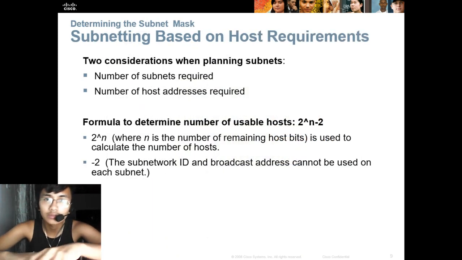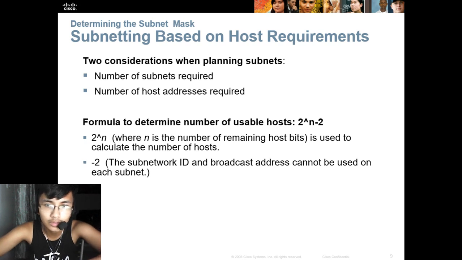Subnetting based on host requirements. Two considerations when planning subnets: number of subnets required, number of host addresses required. Formula to determine number of usable hosts: 2 raised to n minus 2. 2 raised to n, where n is the number of remaining host bits, is used to calculate the number of hosts. Minus 2 is because the subnetwork ID and the broadcast address cannot be used in each subnet.